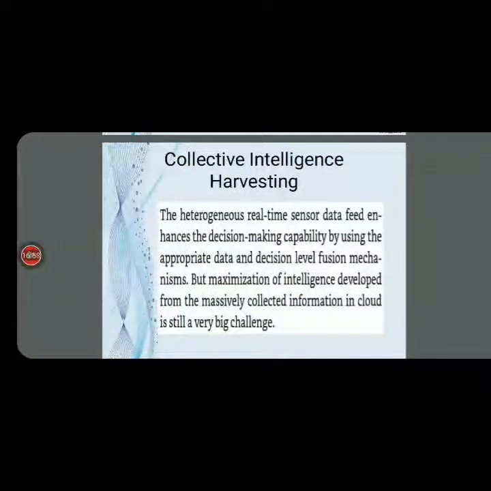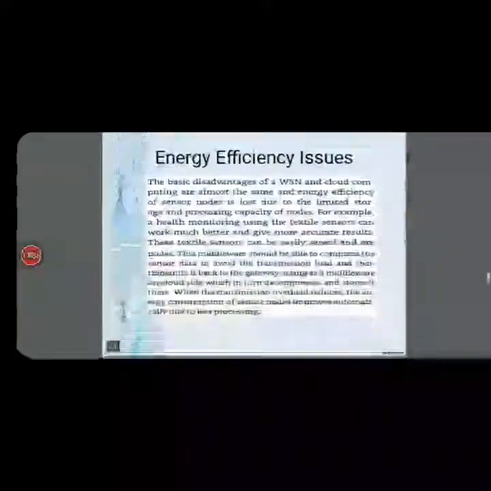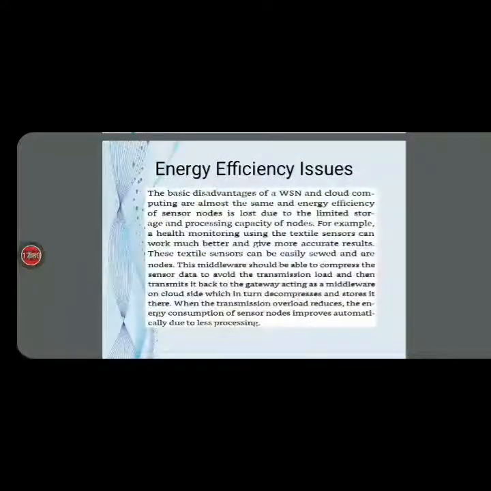Next, collective intelligence harvesting. The heterogeneous real-time sensor data feeds enhance the decision-making capability using the appropriate data. That is, collective intelligence harvesting: we do decision making using appropriate data, harvesting intelligence collectively. In this cloud, it is still a very big challenge. This harvesting is very challenging in the cloud.